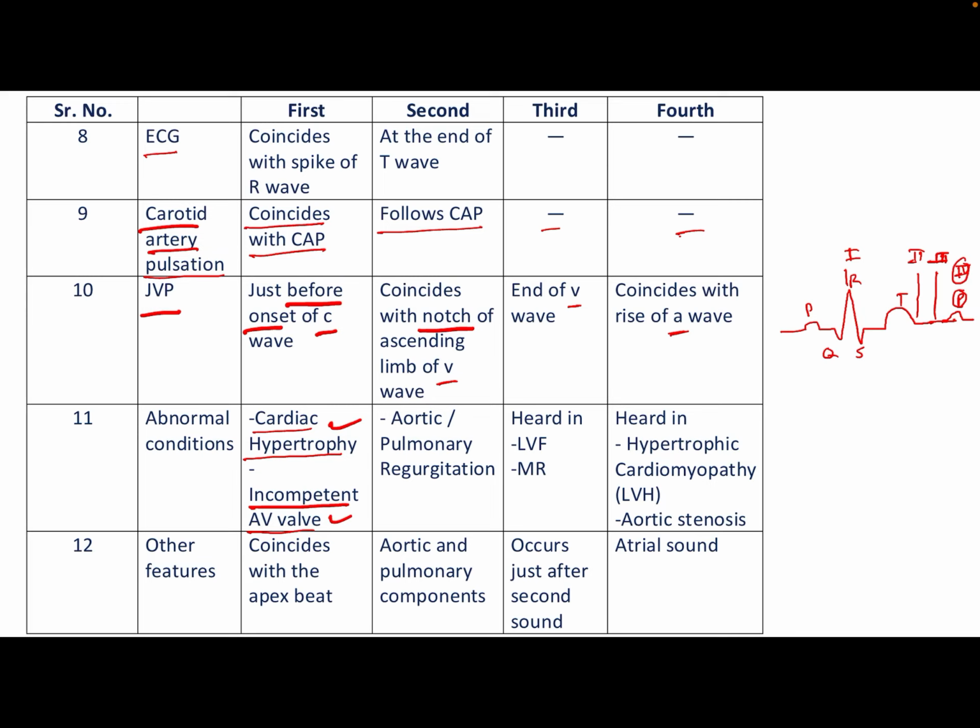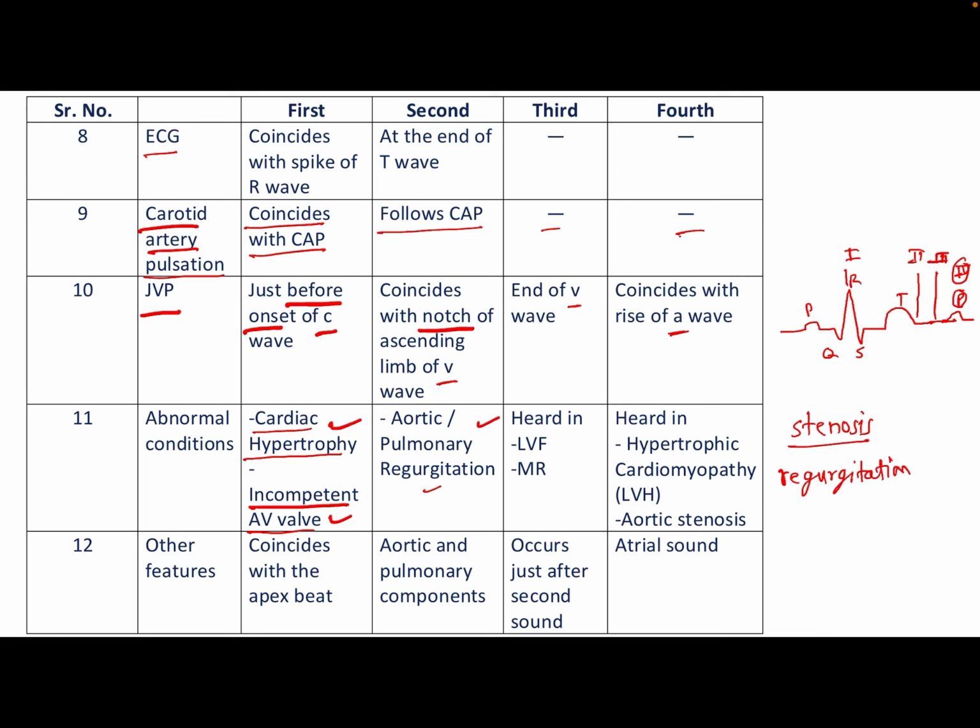And second heart sound, abnormal second heart sound you will get in aortic or pulmonary regurgitation. So there are two terms, number one stenosis and number two regurgitation.